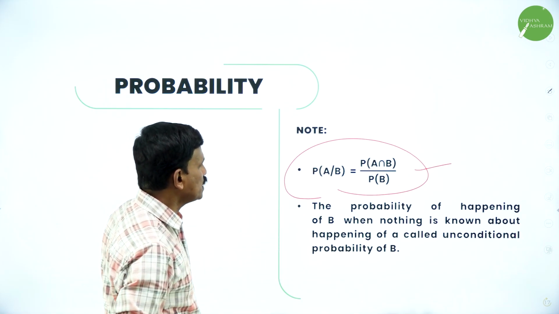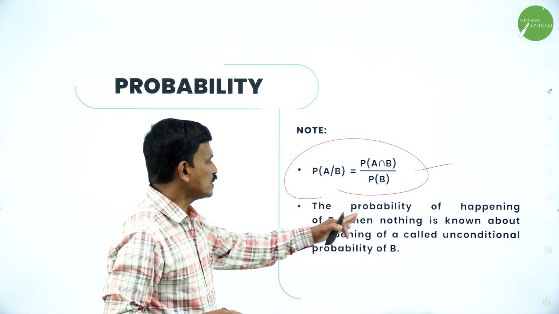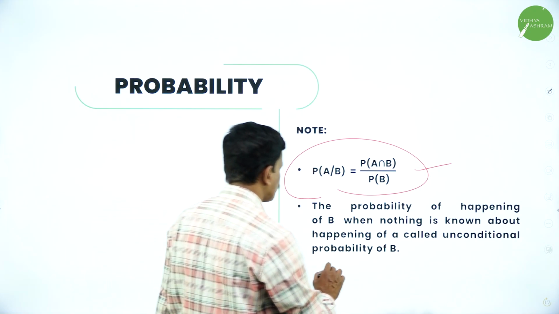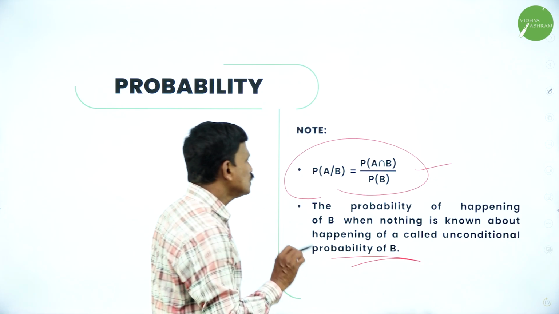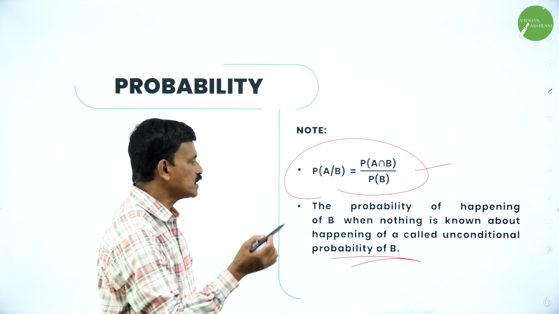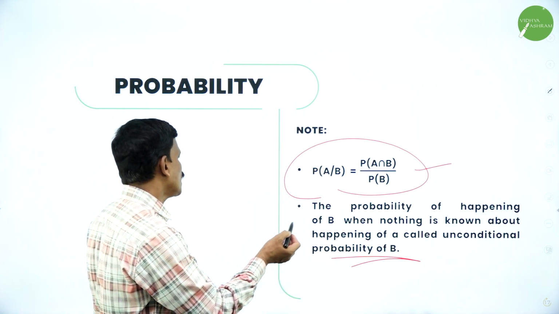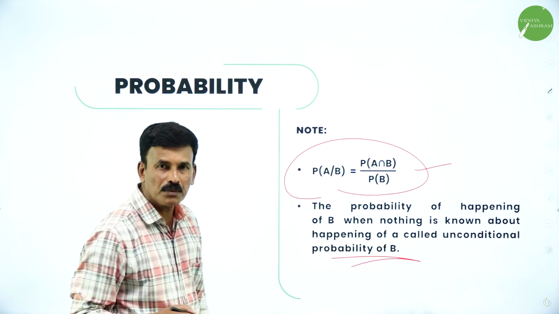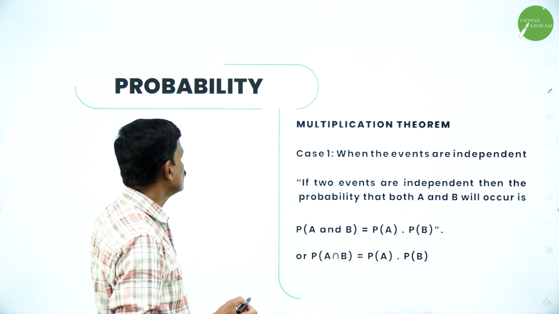So the probability of happening of B when nothing is known about the happening of A is called the unconditional probability of B. Right.